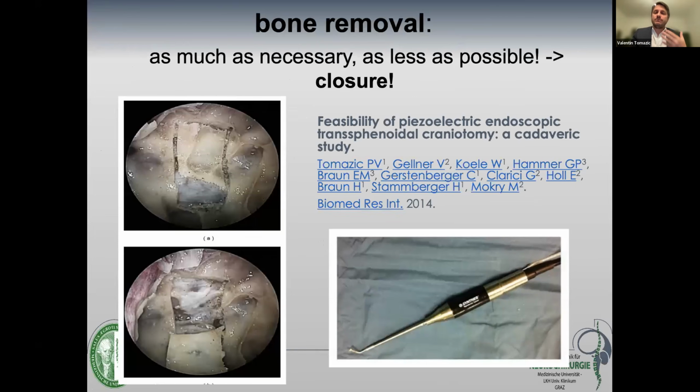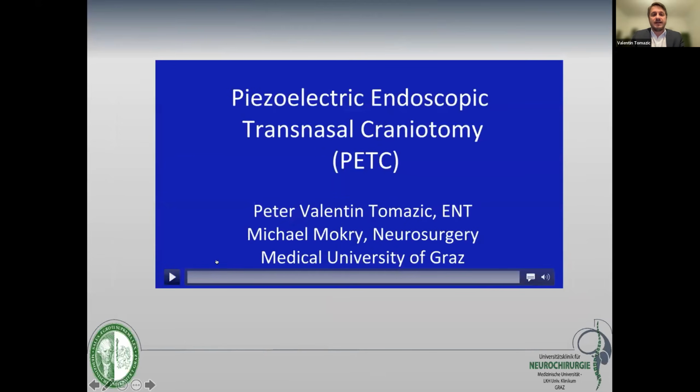Of course, you need to remove the bone in order to go into the intracranial space to resect tumors. It is very feasible to do that with drills. I just want to draw your attention briefly to a little technique that we apply, which is piezoelectric endoscopic transsphenoidal craniotomy. The advantage of this system is that you cause only small incision lines in the bone. You can harvest bone flaps and then put them back for later reconstruction.